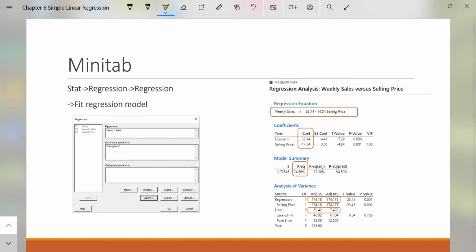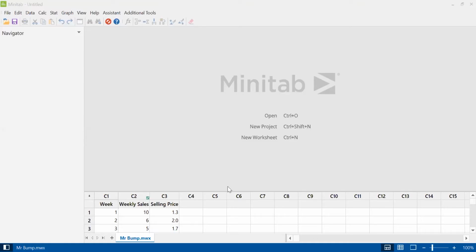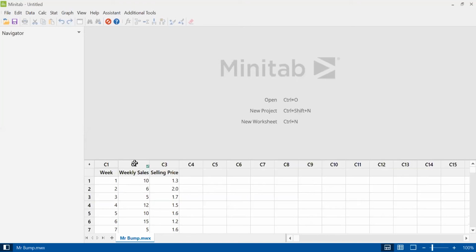So I want to show you how we're gonna run the regression in Minitab and come back to the results, because we're gonna go through the results in much more detail. So here we go. The name of the file is Mr. Bump. We see 3 columns, and we are interested in particular in the weekly sales and the selling price. So let's do the regression analysis.